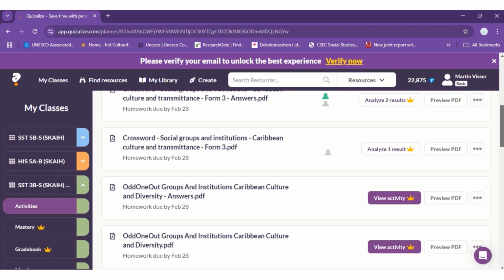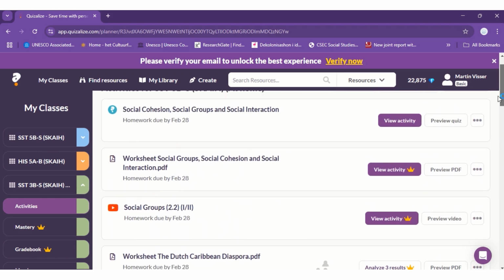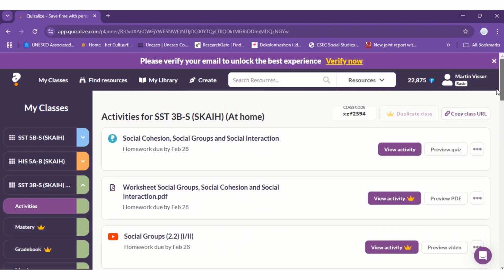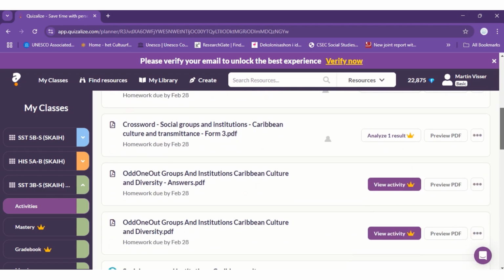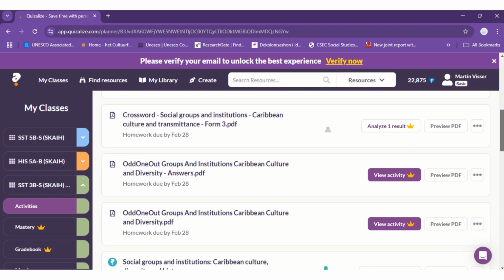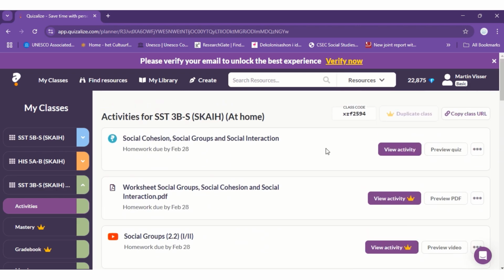Here you see all kinds of activities we did or are going to do about social cohesion, social groups, and social interaction, and also about social groups and institutions, culture and transmission, that we did in the last 2 months or so. And the last thing I made for you guys, preparing the test of next week, is social cohesion, social groups, and social interaction.